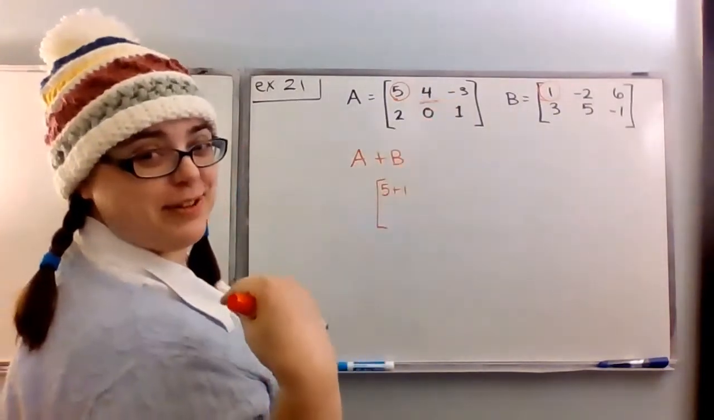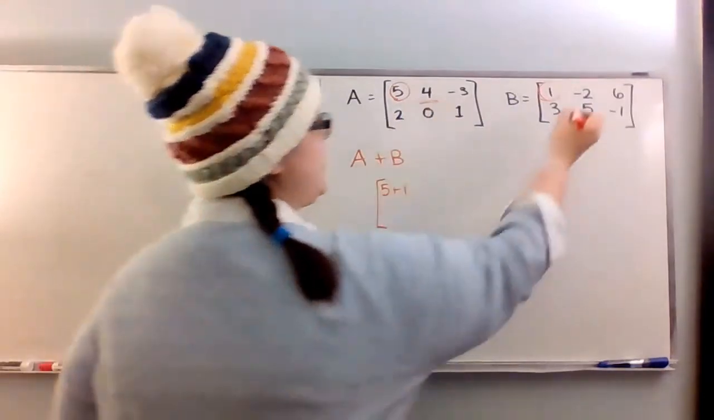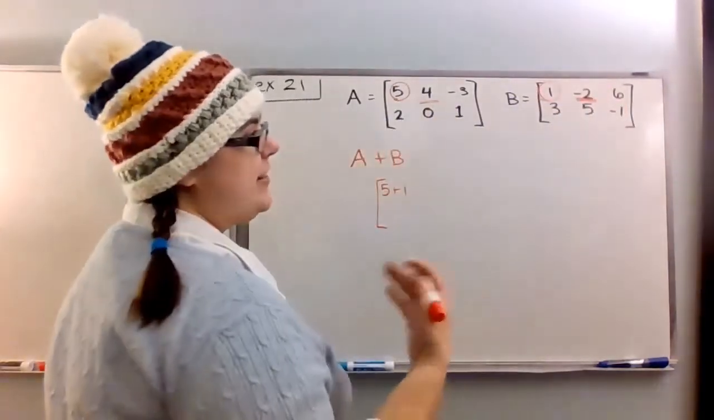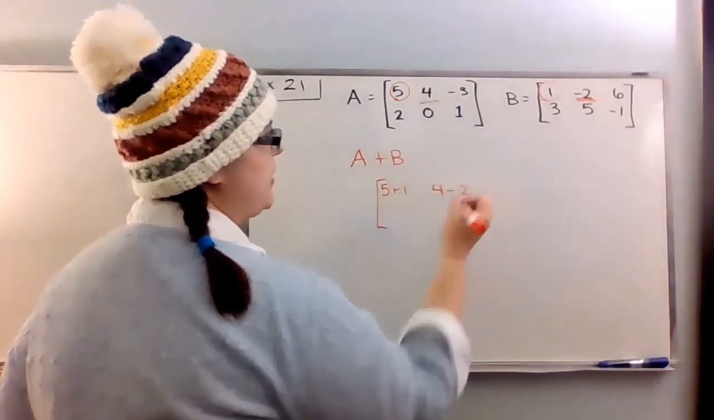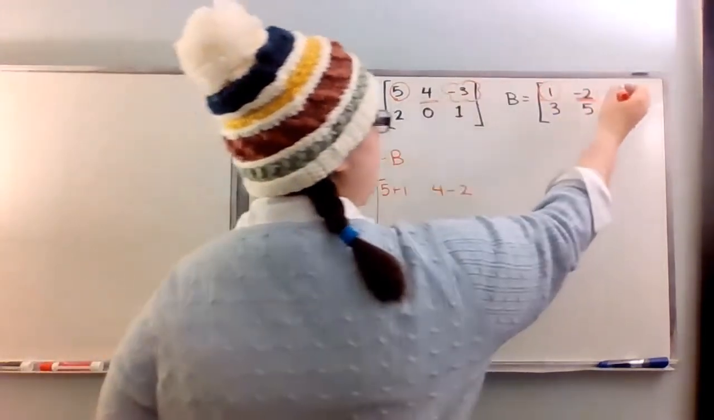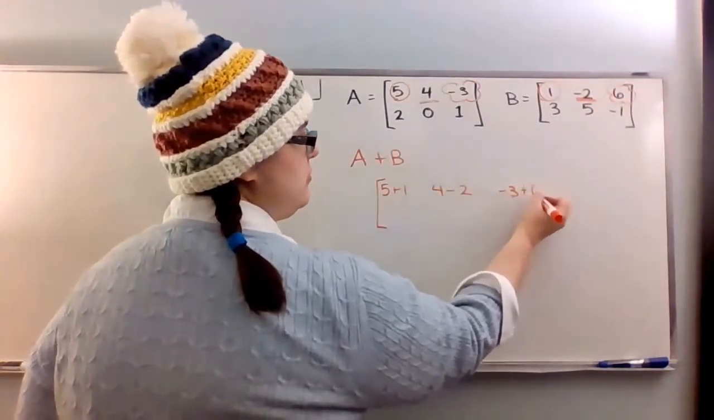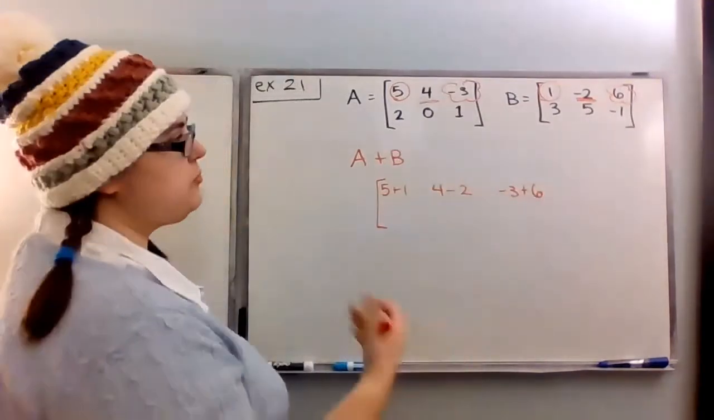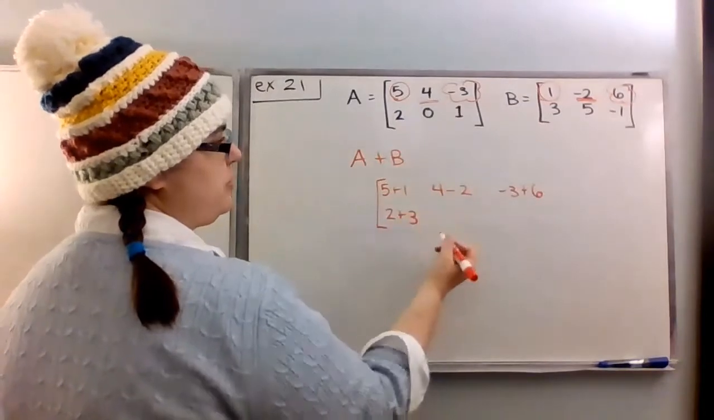My voice is disappearing. I apologize. Then I'm going to move over to the next entry here and this entry here. Same game, going to add them together. So 4 minus 2. And then here we have -3 plus a 6. And so on. So I'm just adding the corresponding components of the two matrices.